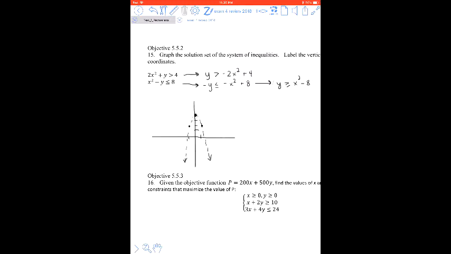Now, this one here, I'm going to go down 8. And then we need a couple of other points. This one's a little bit wider. And it's greater than or equal to. Let's try that again. Greater than or equal to means it's going to be solid.